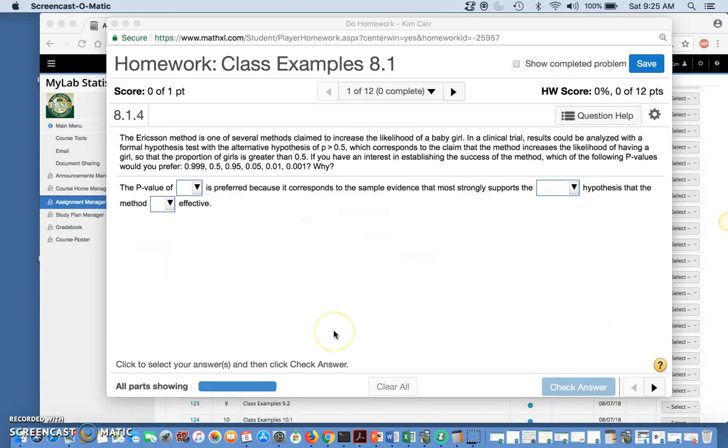Okay, let's look at this little problem. The Erickson method is one of several methods claimed to increase the likelihood of a baby girl. In a clinical trial, results could be analyzed with a formal hypothesis test, with the alternative hypothesis being p is greater than 0.5, which corresponds to the claim that the method increases the likelihood of having a girl, so that the proportion of girls is greater than 0.5. If you have an interest in establishing the success of this method, which of the following p-values would you prefer?